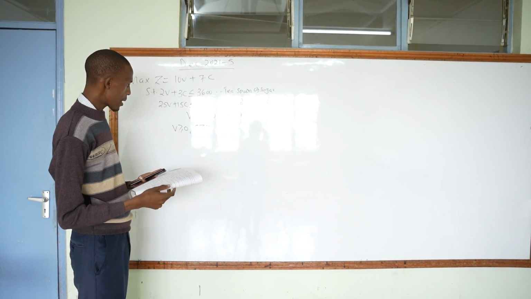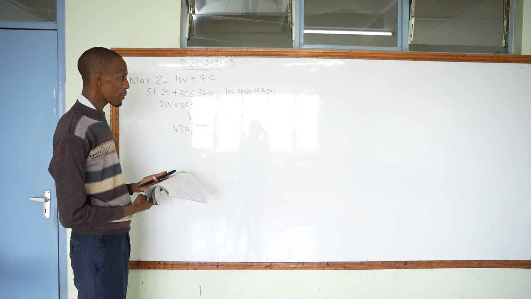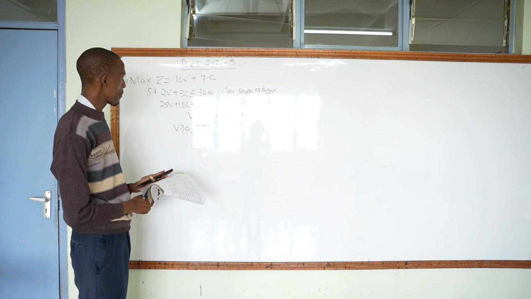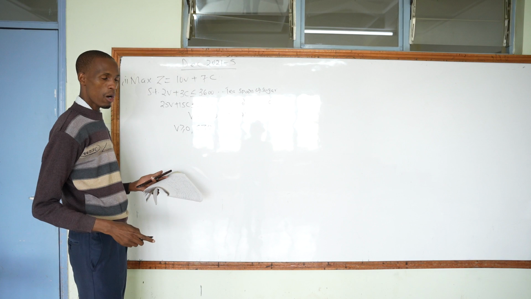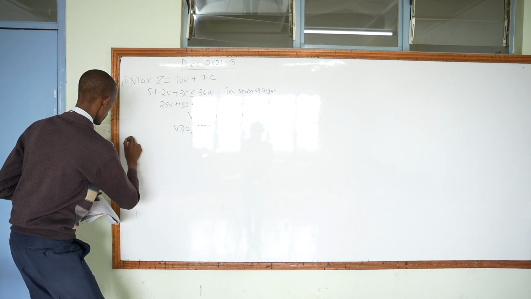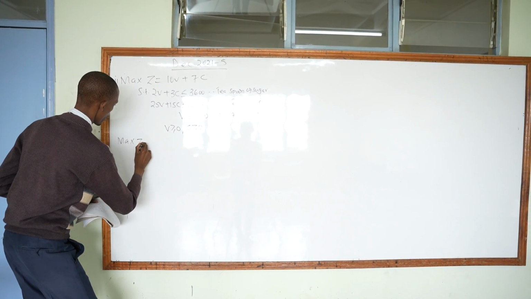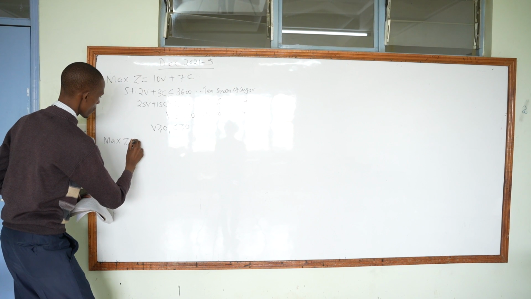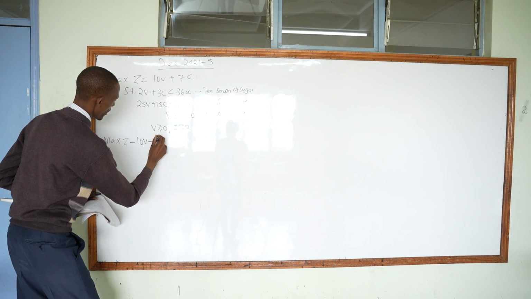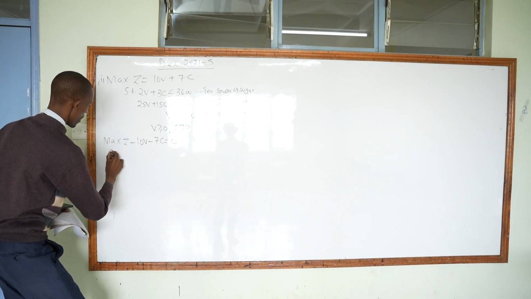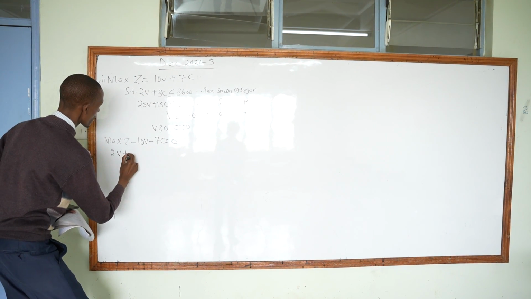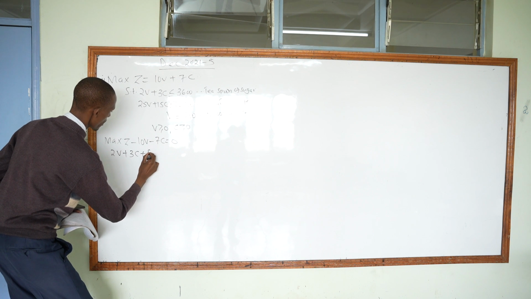by adding one slack variable. So now when we are working on this, we convert this into slack variables. How do we do this? You come and say max z. You bring this to the other side, say minus 10b minus 7c equals 0. Then add one slack variable: plus 3c plus s1.